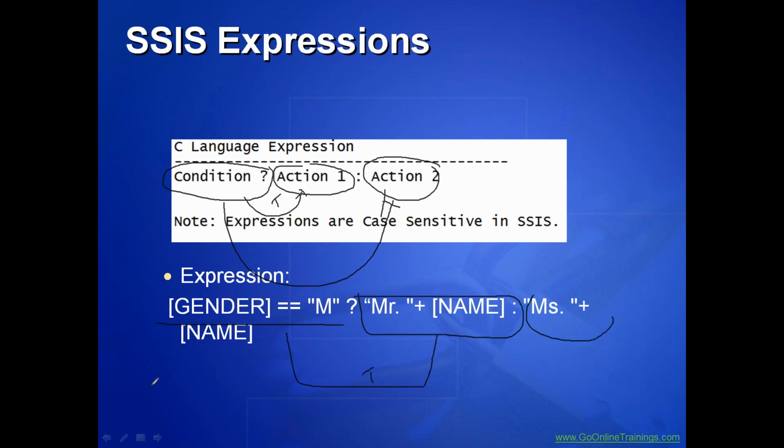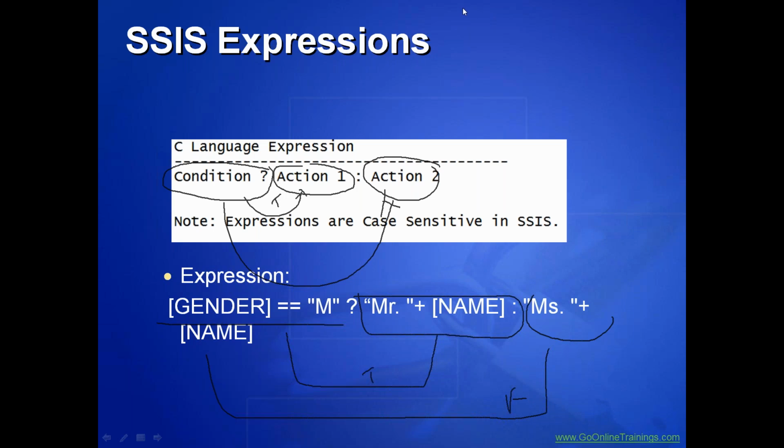If this is false, this portion will get executed. So that's it. There are if and else. If something is true, you do action one, else action two. So condition, then action one and action two, which is equivalent to if and else. But this is what is called a conditional operator, or you can say ternary operator in C language.